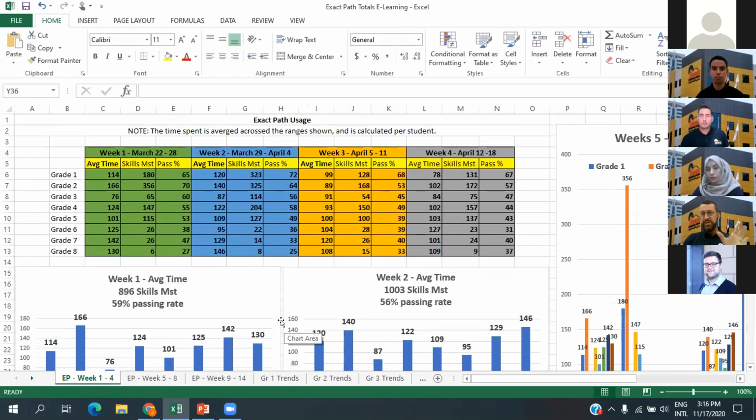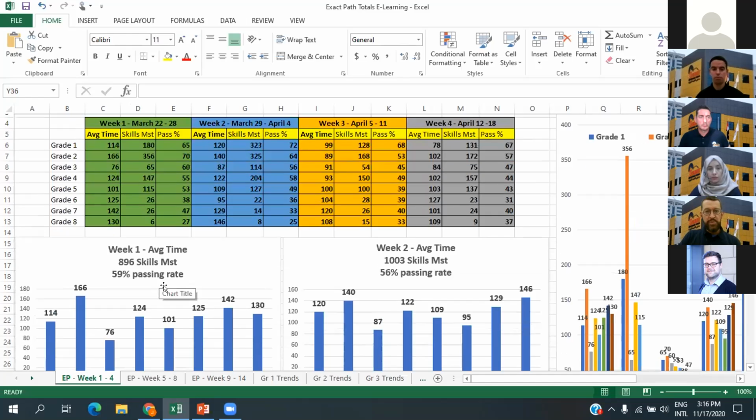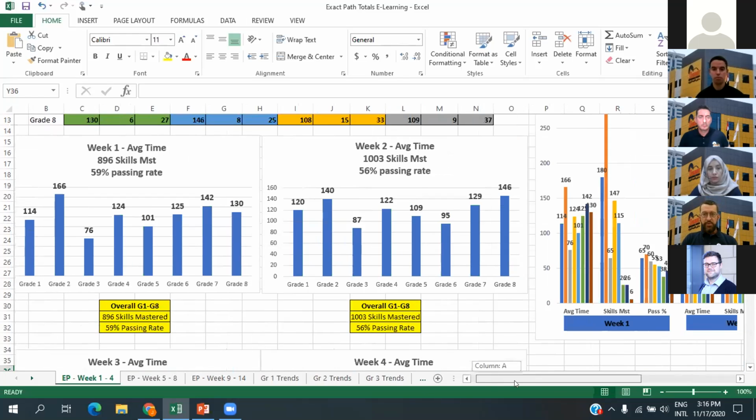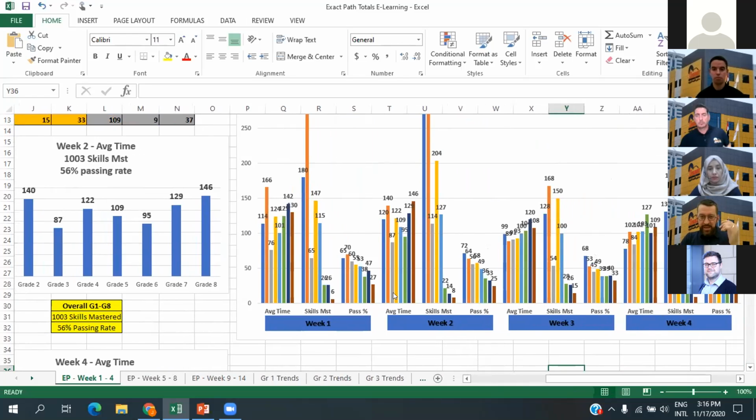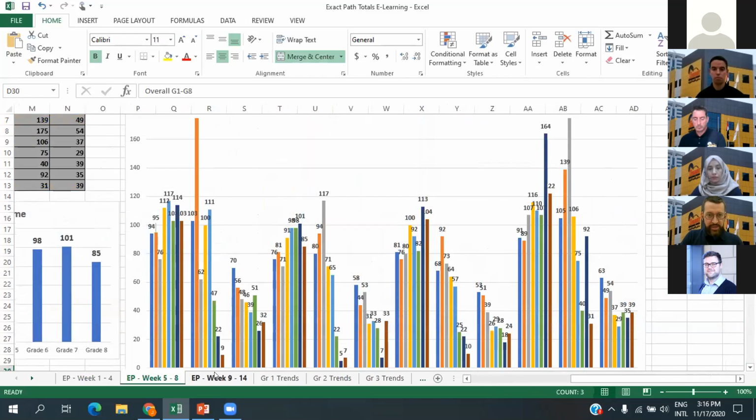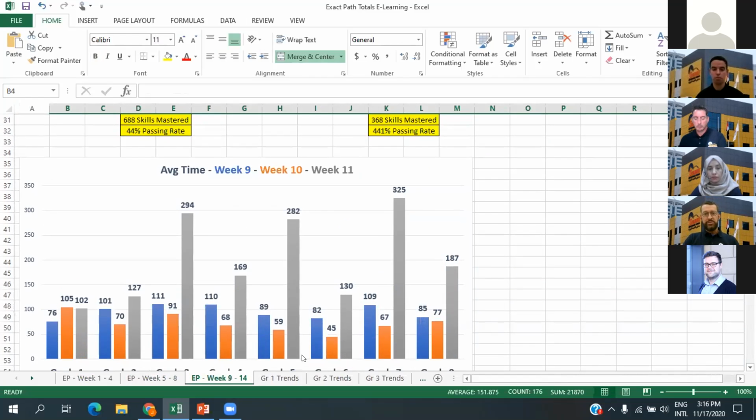So we began to put the data together on average time spent, skills mastered, and the passing rate of those students who were interacting with those platforms. So we began to look at the data and we began to see that this is how it was looking, which wasn't very user-friendly to our staff. We continue to keep the data, but then we broke it down into this, which I'm going to talk about in just a second.